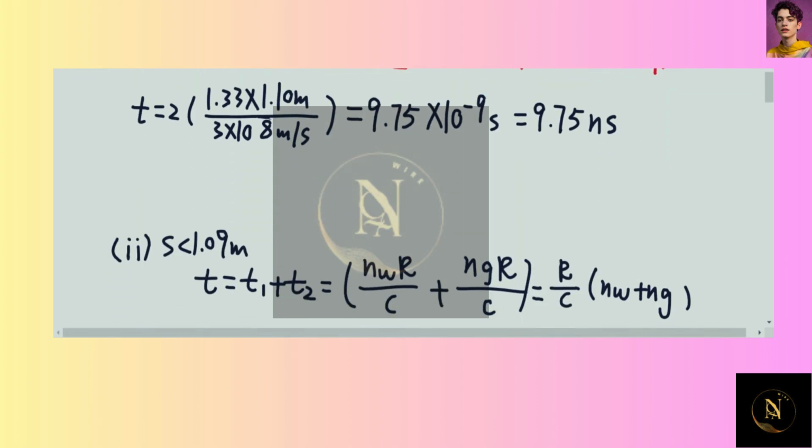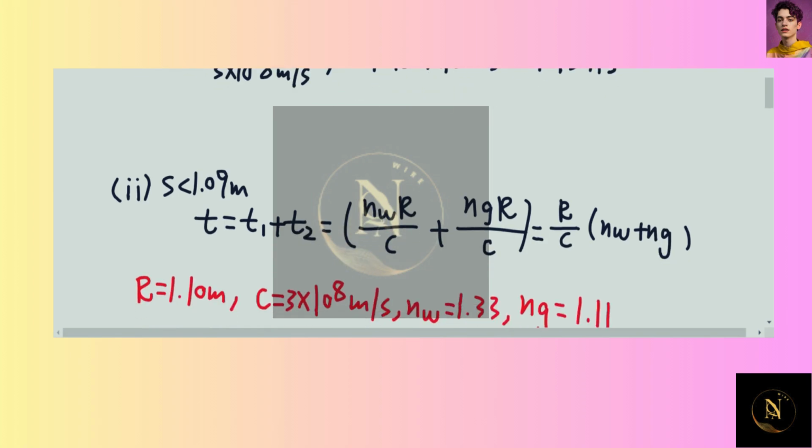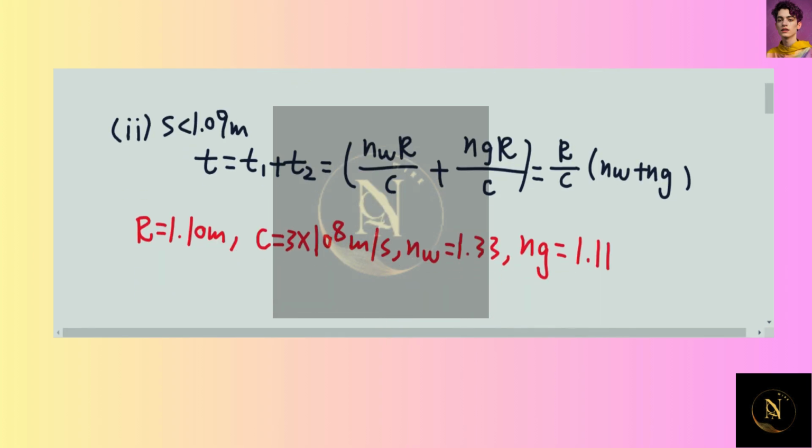And for the second sub question, S is less than 1.09 meter, okay? Which means that the angle is less than critical angle. So the ray undergoes refraction through the gas media. So therefore we have T is equal to T1 plus T2, which is NWR over C plus NGR over C. If we do some arrangement here, we have R over C times NW plus NG.